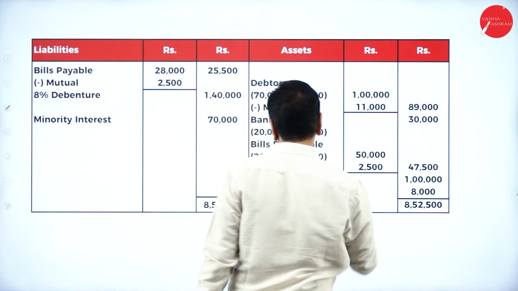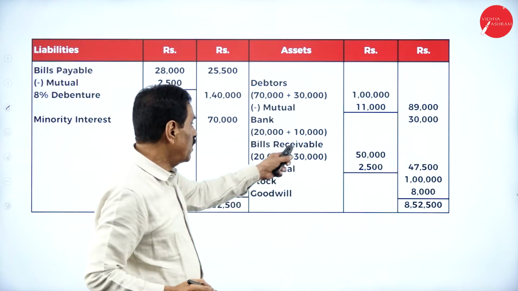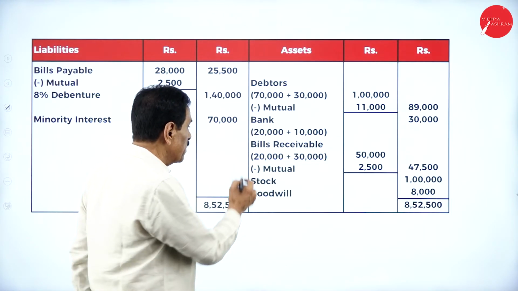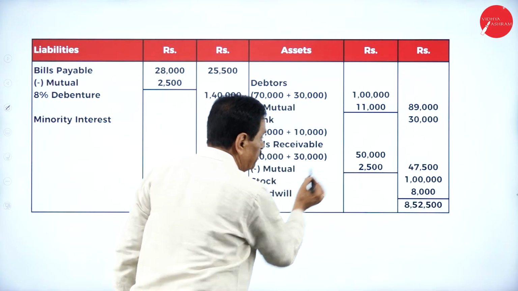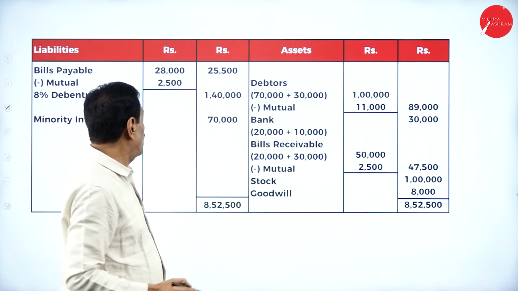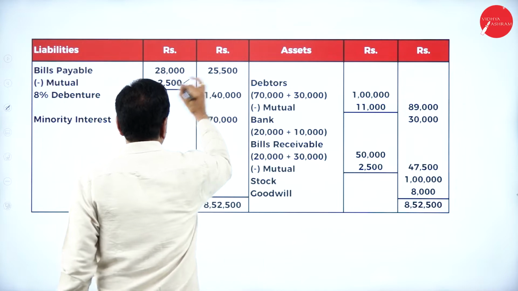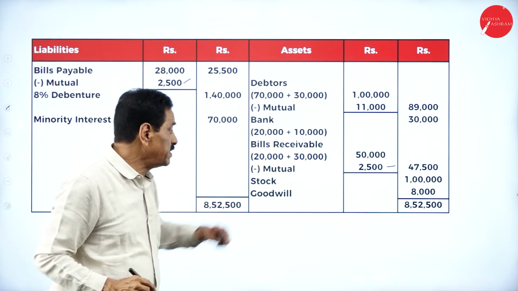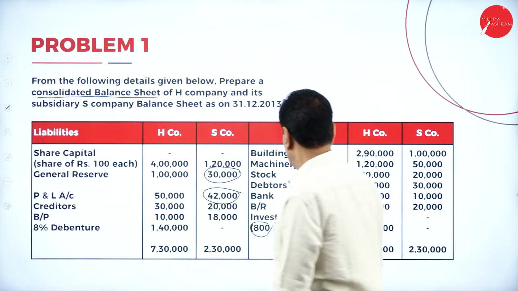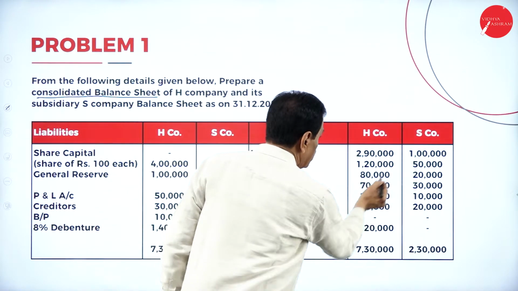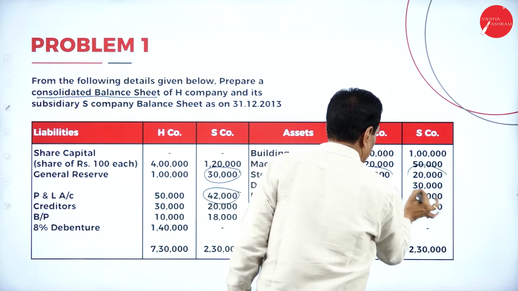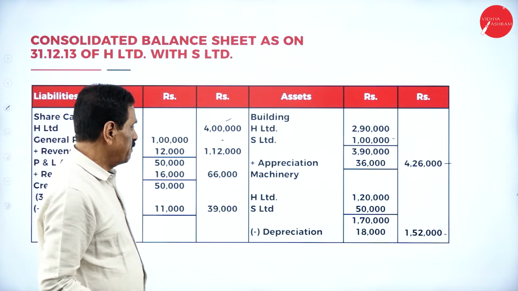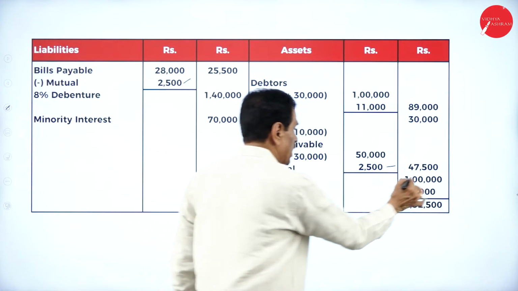It becomes 89,000. Bank: 20,000 plus 10,000, that is 30,000. BR: 20,000 plus 30,000 is 50,000, minus mutual 2,500. Here say same mutual 2,000. It becomes 47,500. Stock now, see the stock here, 80,000 plus 20,000 becomes 1 lakh.